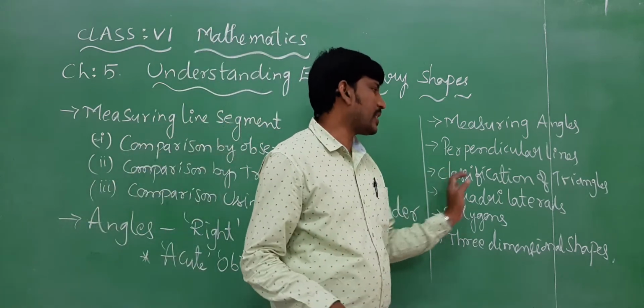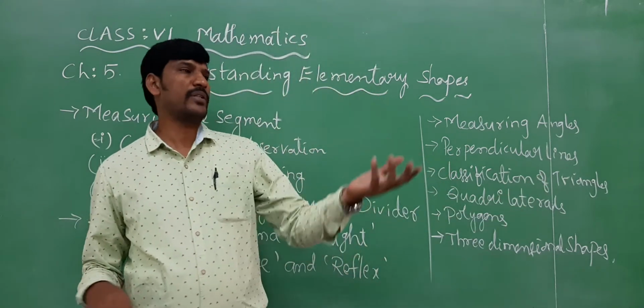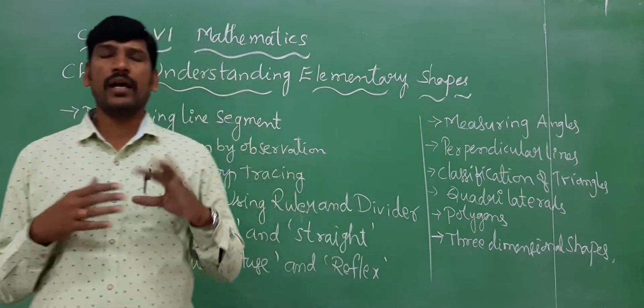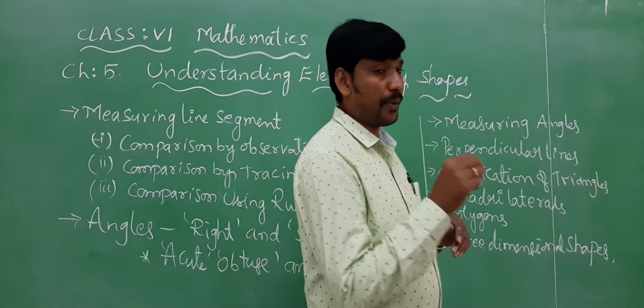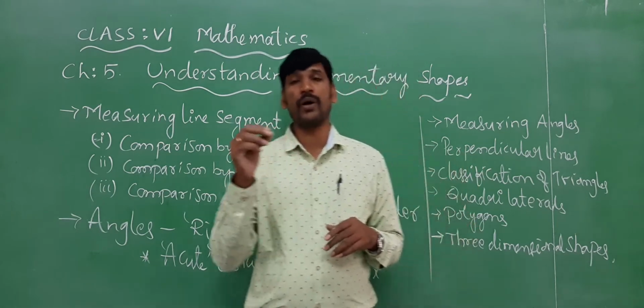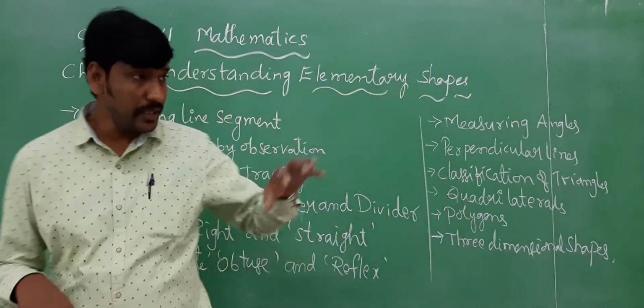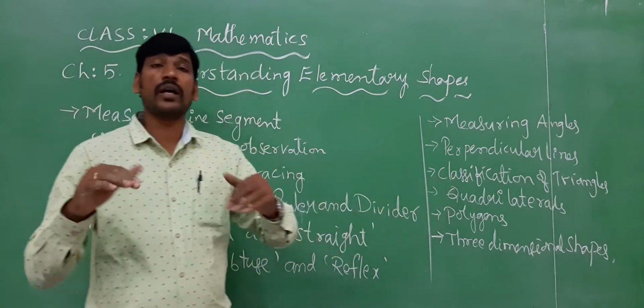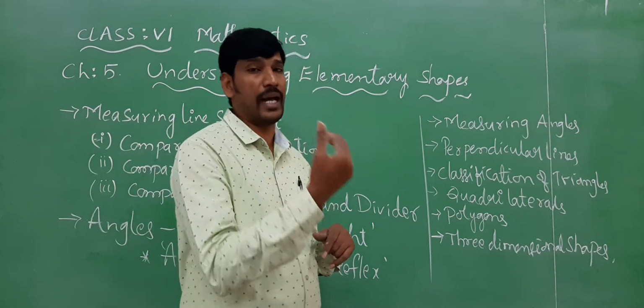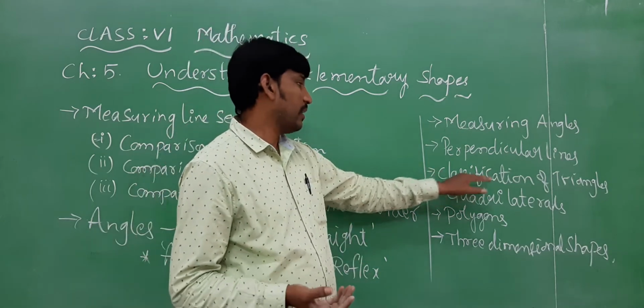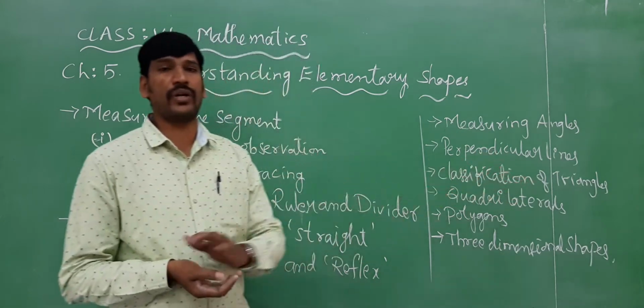Coming to the classification of triangles. In the previous session we discussed what a triangle is. A triangle is a simple closed figure with three line segments, or a polygon with three sides. A three-sided polygon is a triangle. But in this chapter, we are going to discuss the different types of triangles. Based on the sides and based on the angles, we can define the different classifications of triangles.